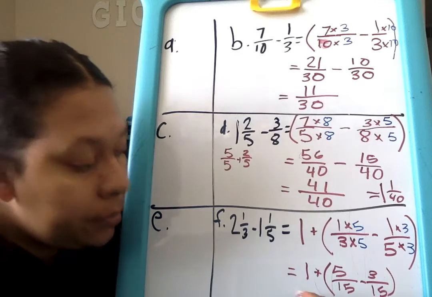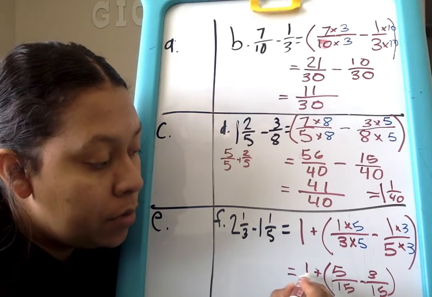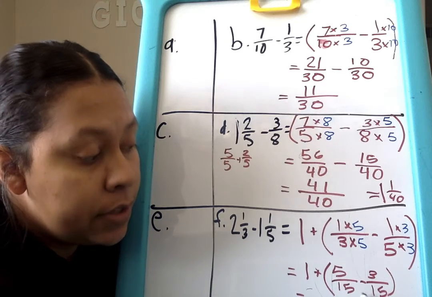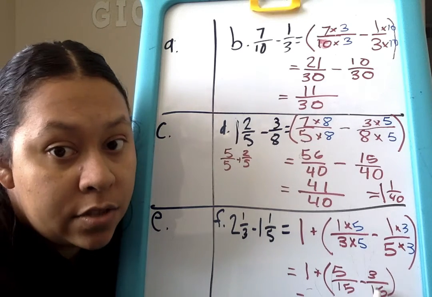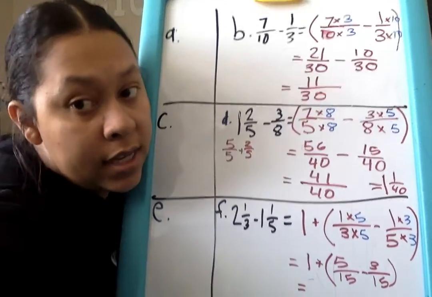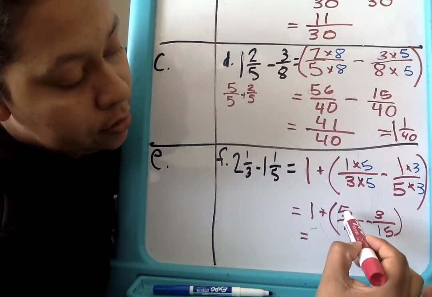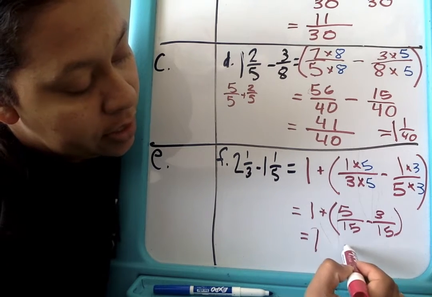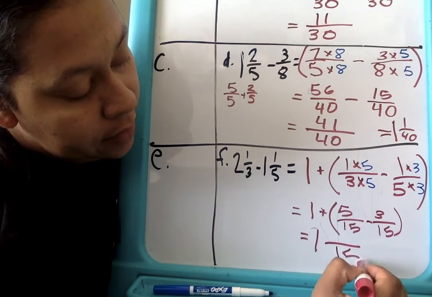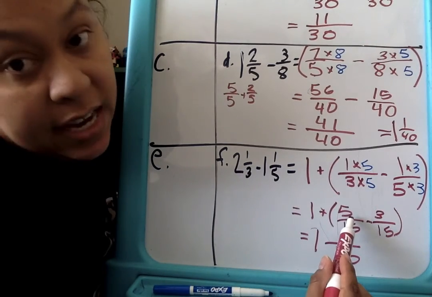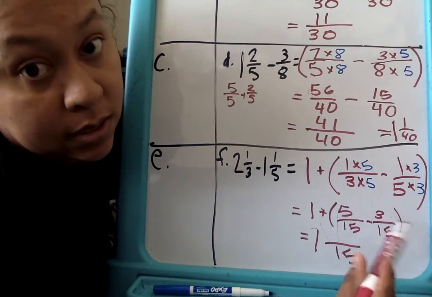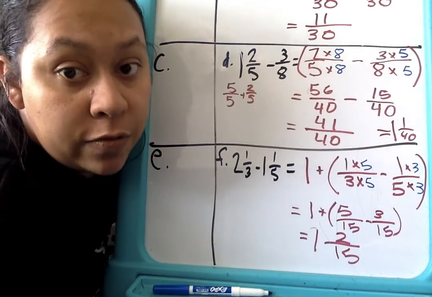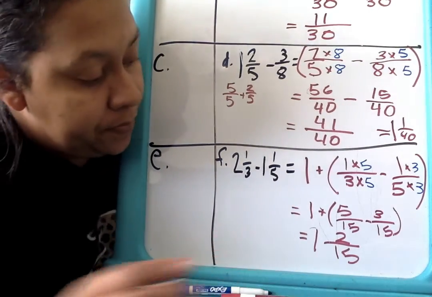Okay, so now we have 1 whole plus the difference of 5/15 minus 3/15. So let's do 15ths. Let's leave the whole because we still have 1 whole. And then 15ths. So 5 pieces minus 3 pieces gives us 2 pieces. So 1 and 2/15 for that last one.